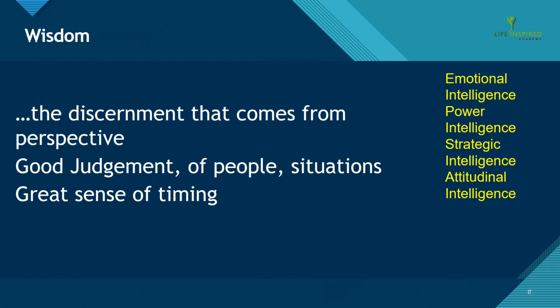So basically, you're talking about judgment here. And then, of course, how do these things come into play? Emotional intelligence, power intelligence, strategic intelligence, attitudinal intelligence, all of these are learnable skills. But when you demonstrate these things, we would say, wow, you really are a wise person. So does it mean we can learn wisdom? I want you to figure that out by yourself.